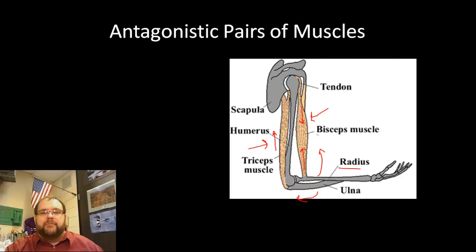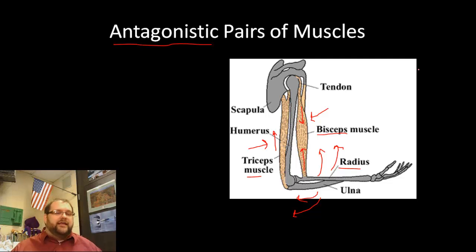So as the biceps muscle contracts, the triceps muscle has to relax in order for this muscle to move in this direction. In order for the muscle to move in this direction, the triceps muscle has to contract, but the biceps has to relax. That's why we call them antagonistic. They work against each other. So these two muscles work against each other.